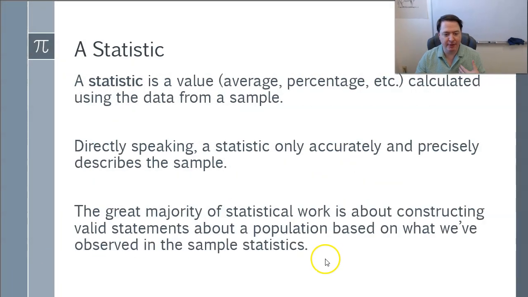Okay, so a statistic then is something calculated from the sample. Directly speaking, these statistics really only perfectly describe the sample. We have to be very careful looking at how the data was gathered, what kind of biases there were in that data gathering, and all of that before we should feel comfortable saying whatever statistic we just calculated is good enough that we can make a claim about the population as a whole, and it becomes a good estimate then of a parameter.